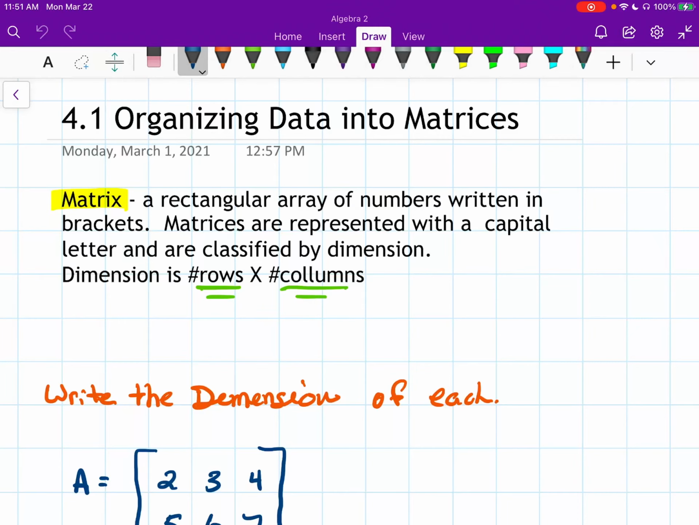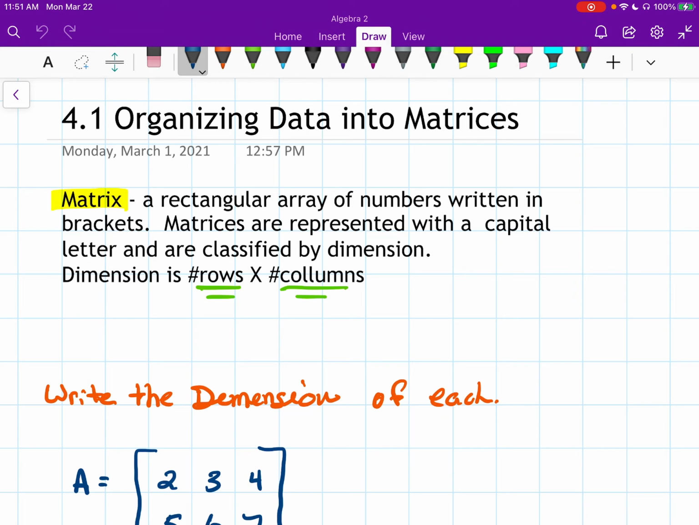4.1, organizing data into matrices. So this whole chapter is about matrices. A matrix is a rectangular array, or array is kind of like a chart, of numbers written in brackets. Matrices, that's the plural, are represented with a capital letter and are classified by dimension.